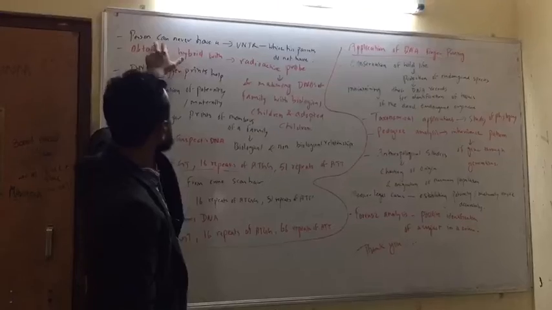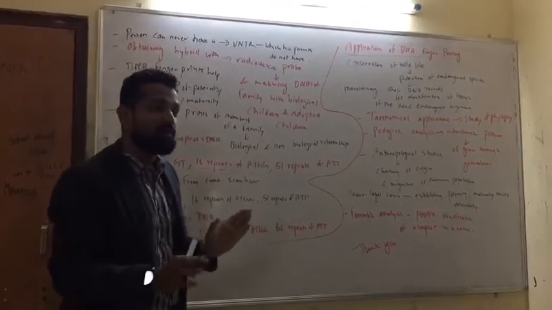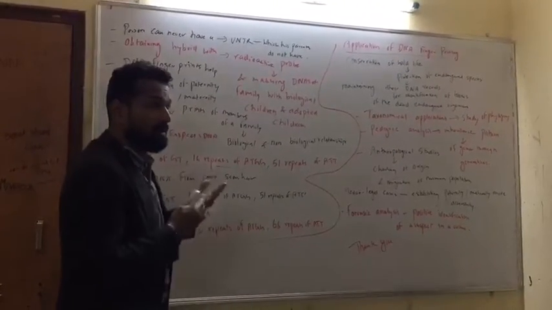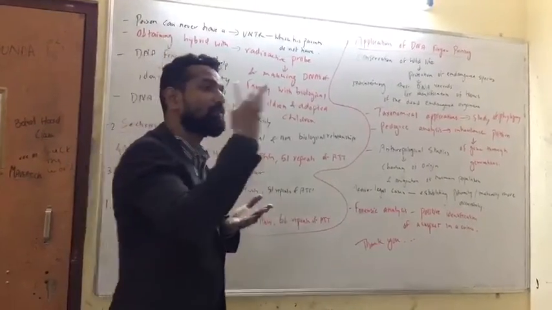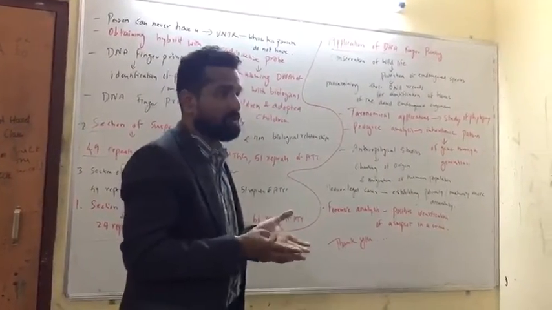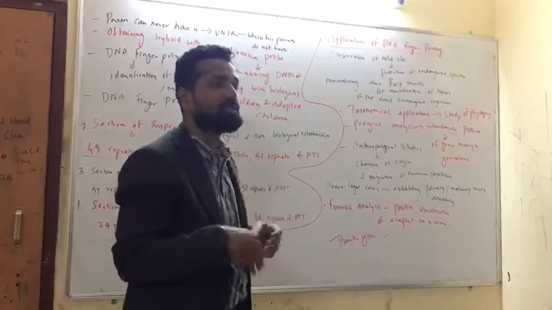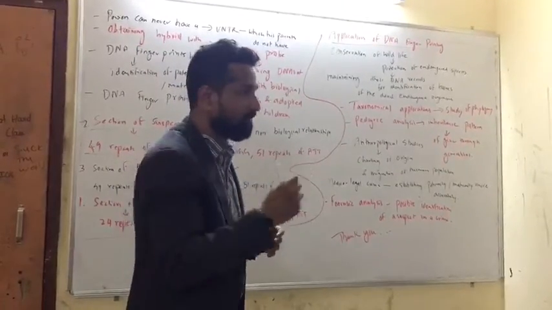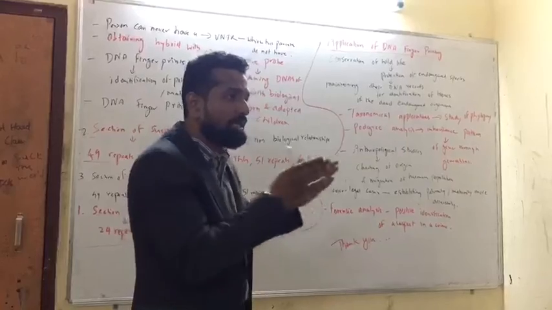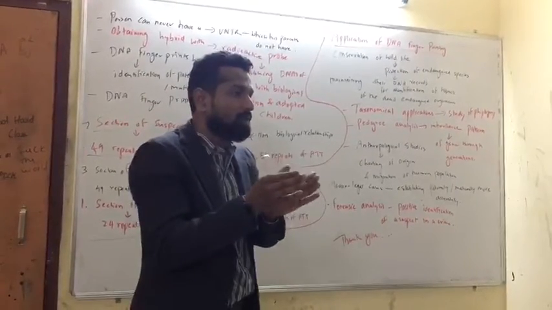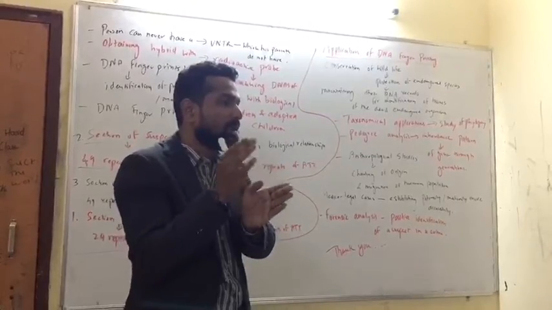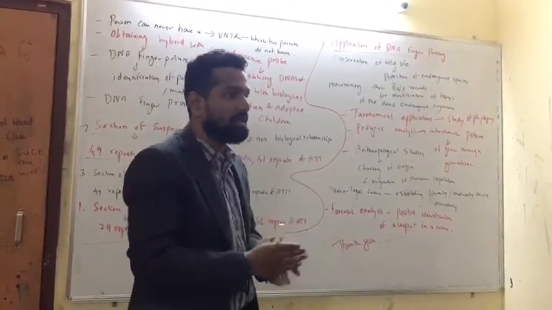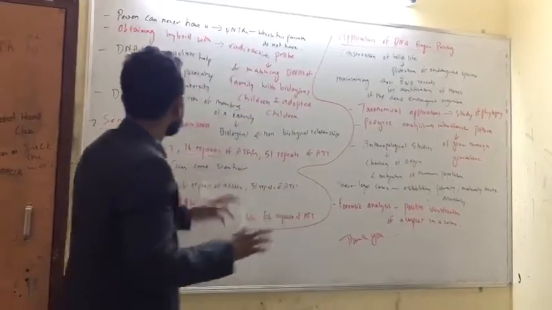So number one, we have to discuss that a person can never have the same VNTR. A child will not have a VNTR which is not present in the parents. So of course VNTR is going to be different from person to person. You understood that a DNA sequence whose number of repeats varies, that repeat number is called a VNTR. Did you understand? And that will be different.